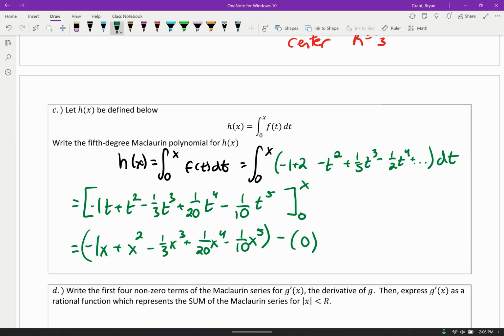So what's our final answer? Well, I would stop there, I think. Because, yeah, technically there's more to this. However, they asked for the 5th degree, and I would argue that this is our 5th degree Maclaurin polynomial.